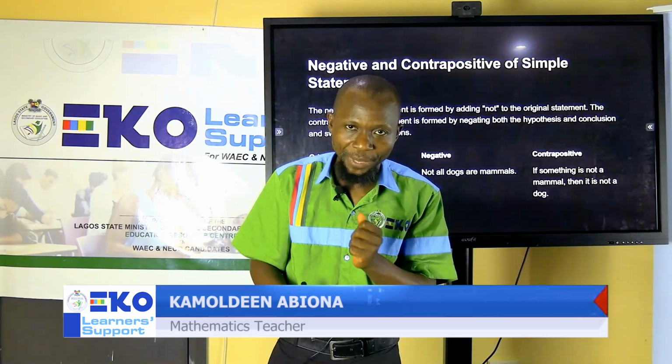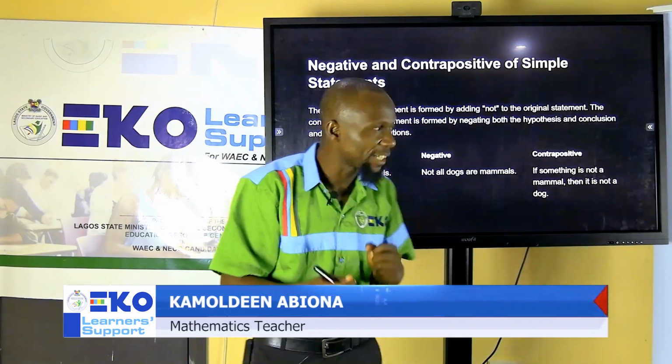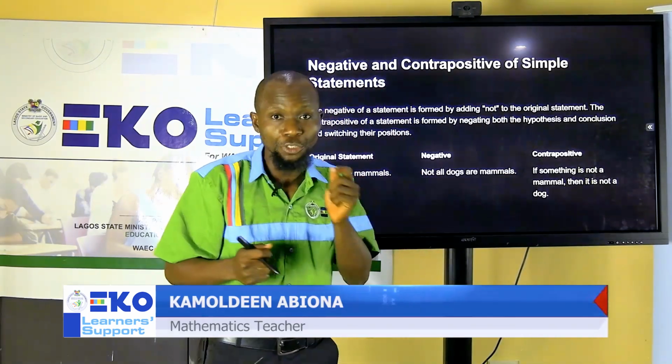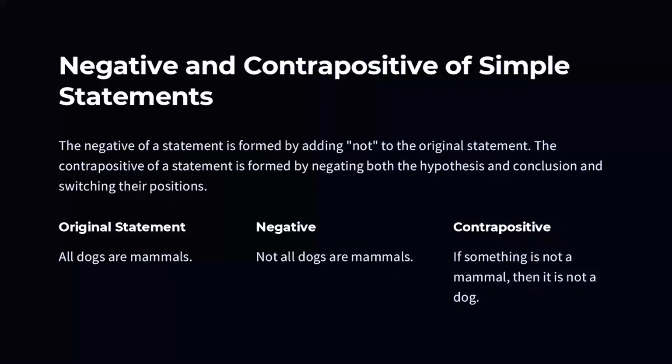Every statement you make, we can make the negation of such a statement. The negative of a statement is formed by adding not to the original statement. And the contrapositive of a statement is formed by negating both the hypothesis and conclusion. We are going to look at that, and you switch the position.